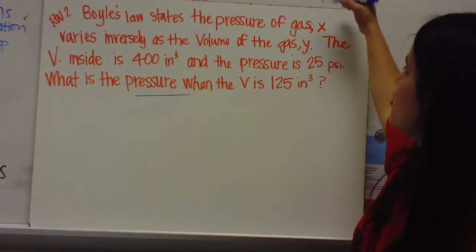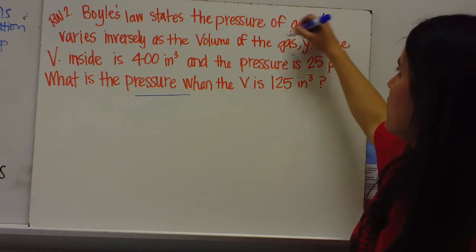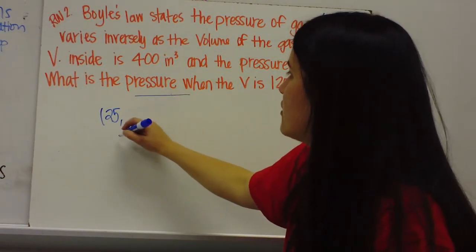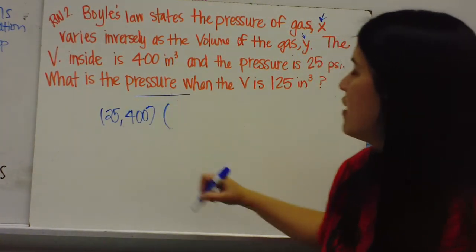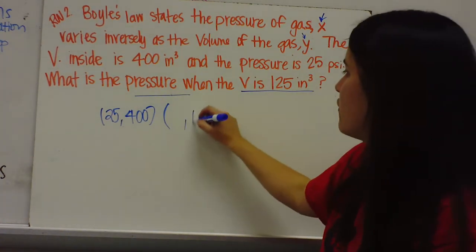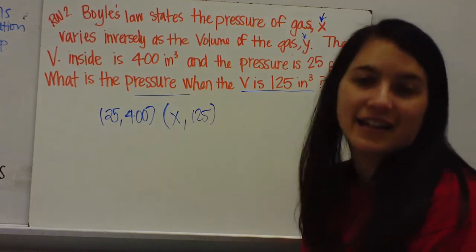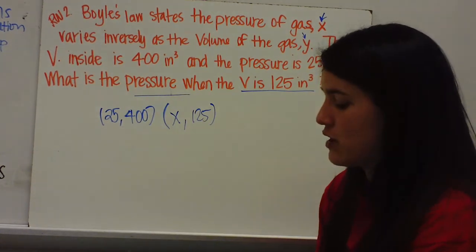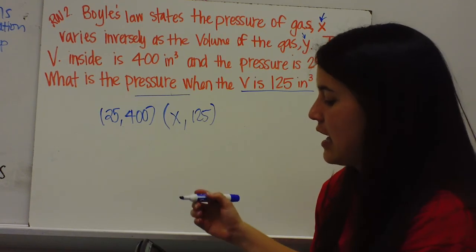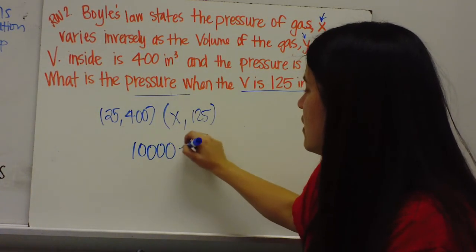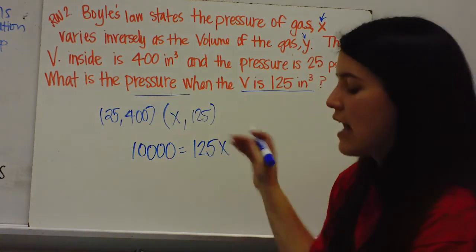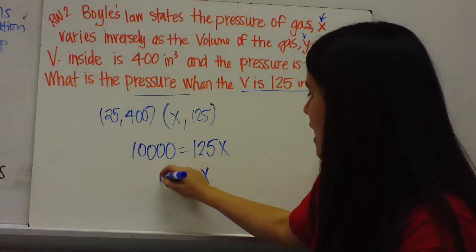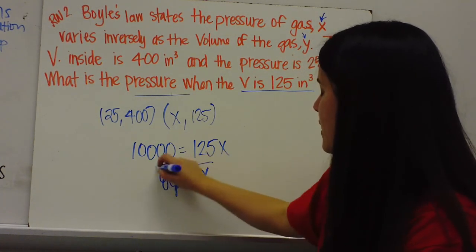And it told us that the pressure is X and the volume is Y. So in this first one, they give us that 25 is our X and 400 is our Y. And then they tell us the volume is 125. So we're missing our X value, the pressure. Since I'm missing a value, I'm going to use the product rule. So I'm going to multiply 25 times 400, and I get 10,000 equals 125x. I have to divide both sides by 125, and I get 80 pressure, 80 psi.